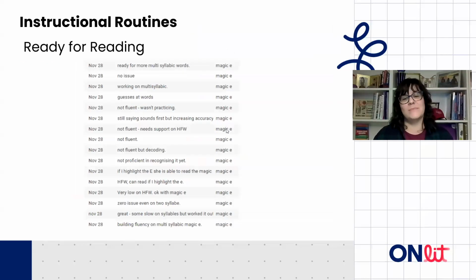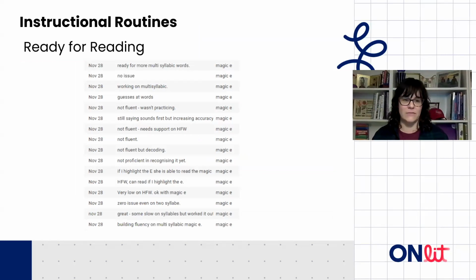So of course I've removed their names here, but you can see that I can track the concept that they're working on and then what's happening, right? And these are very anecdotal. These are not the information that I would necessarily share directly with parents, right? Zero issue, even on 2 syllables, right? If they're not always spelled, because I'm literally doing it really quickly.